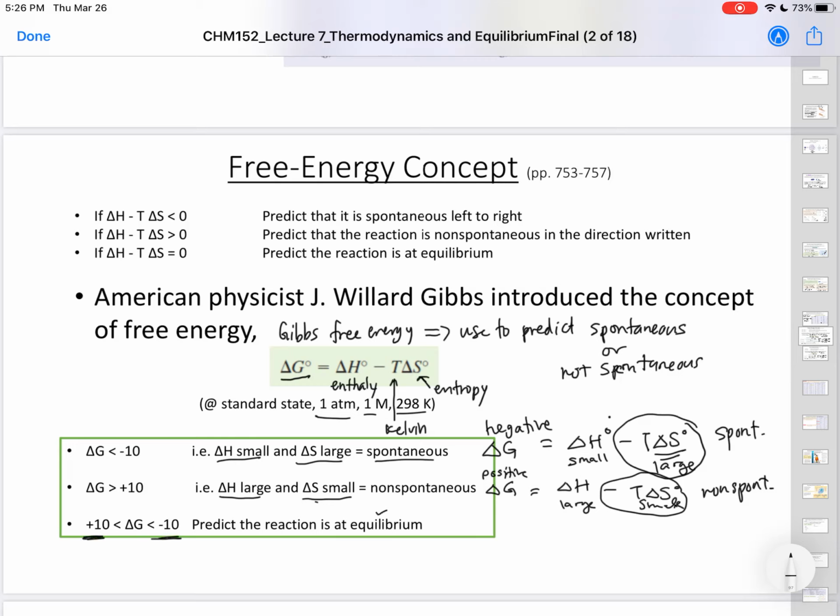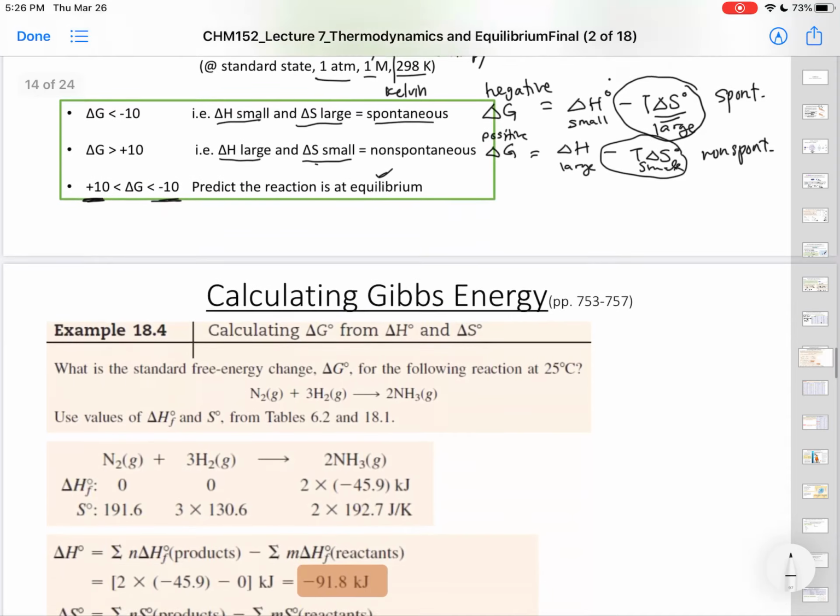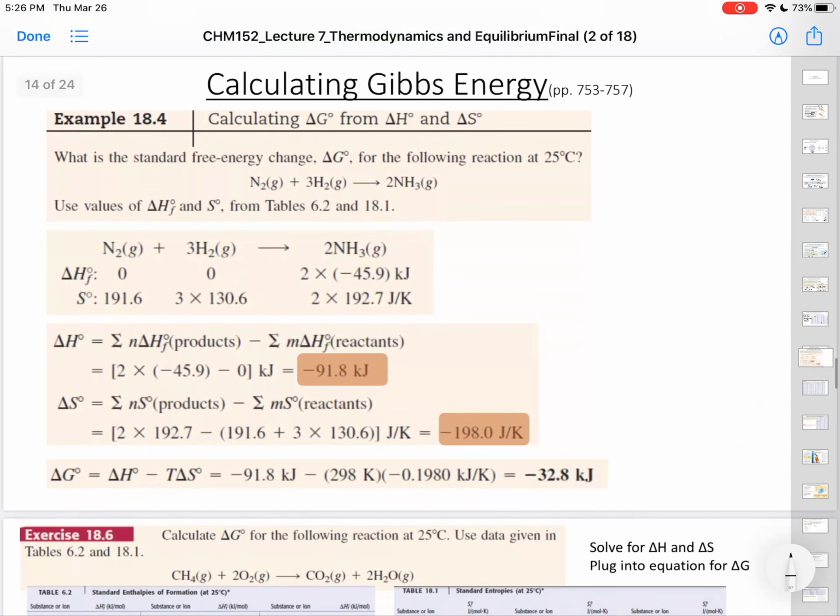And when it's at equilibrium, we're predicting that delta G is between the values of plus 10 and minus 10. So we say it is at equilibrium, okay? Where delta S and delta H are fairly similar in terms of their values. So I would write this down somewhere on your periodic table so that you can always refer back to it.